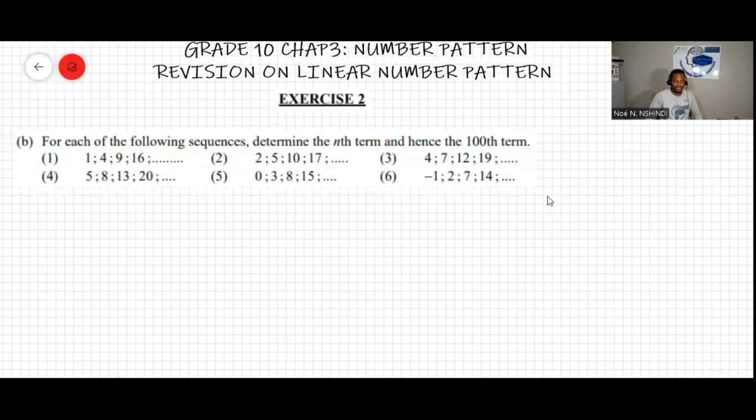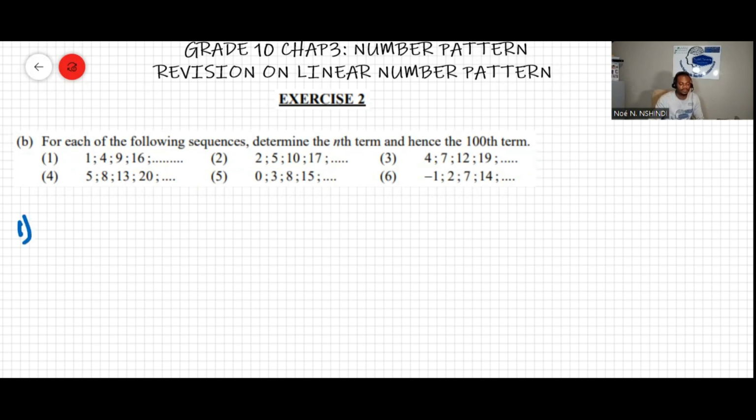Well, now we have another question here, question B, in exercise 2, revision of linear number pattern, grade 10. Question says, for each of the following sequences, determine the nth term and hence the 100th term. Okay, let's start with question 1.